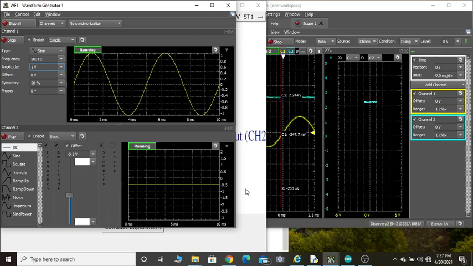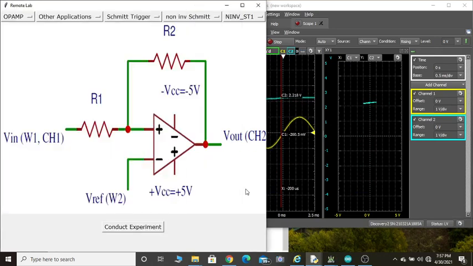Okay, this way we can conduct both inverting and non-inverting Schmitt trigger experiments using the remote lab. So output is always from plus VSAT to minus VSAT. So this is how we can conduct the experiment. Thank you.